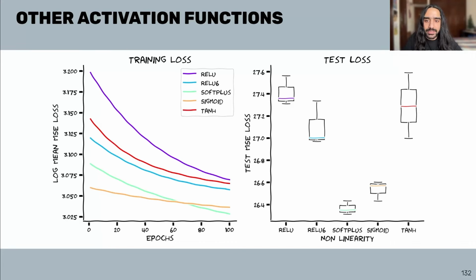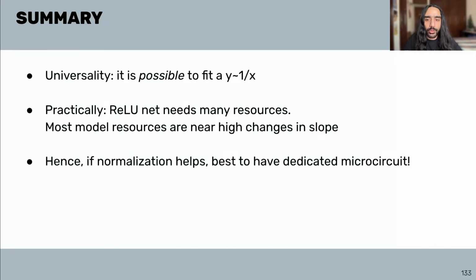Let's summarize our findings. So, we know that it is possible to fit a 1 by x type of function with neural networks because they are universal function approximators. We'll do a deep dive into universal function approximators in the upcoming day. But practically, these networks would need infinitely many resources to efficiently fit the 1 by x function. So, if it helps, it's best to have a dedicated microcircuit towards normalization. In the next section, let's look at an example of normalization.